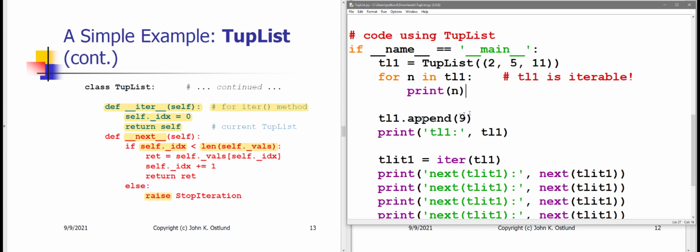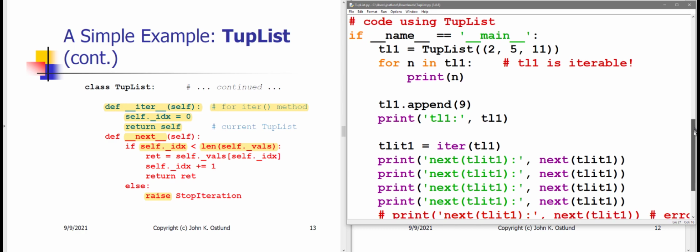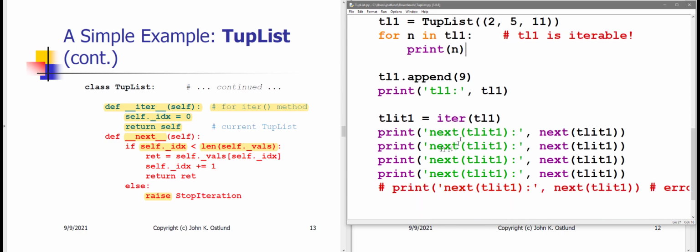And then I'm also going to do an append. So I'm going to append 9 after the 2, 5, and 11. I'm going to print the modified TL1, which will invoke the dunder str method. Then I'm going to create a new iterable for that TL1 object and use next 4 times to get the subsequent values starting from the initial value from there. All right, so F5.